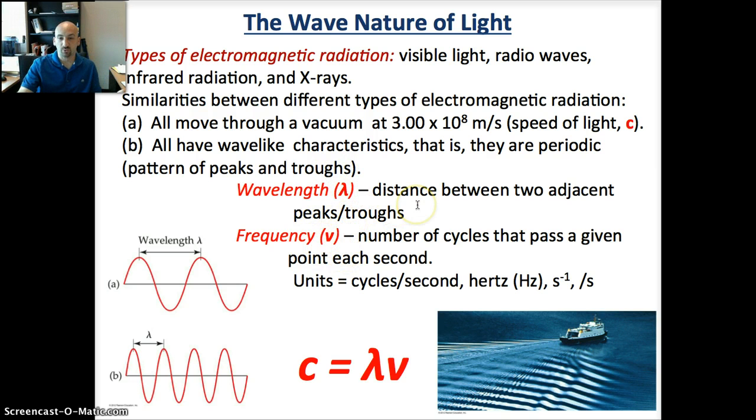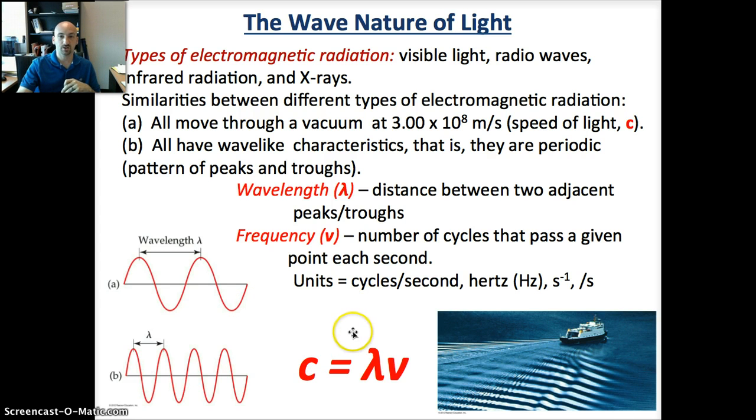When we talk about wavelength, we're talking about the distance between two adjacent peaks or troughs. We can see that in the figure over here, where you have the distance between those two adjacent peaks or troughs. The frequency is the number of cycles that pass a given point each second. These have units of cycles per second, hertz, per second, or inverse seconds.